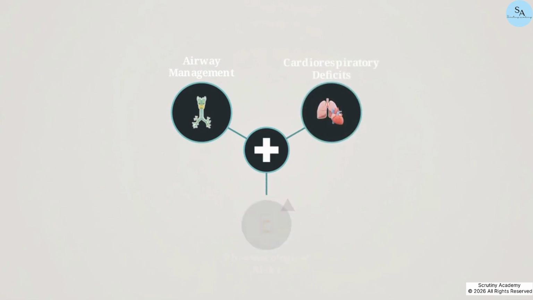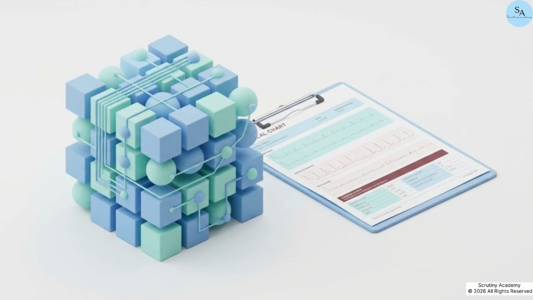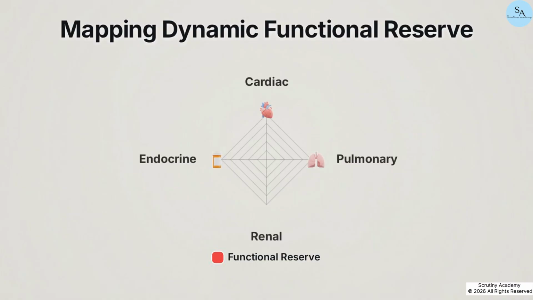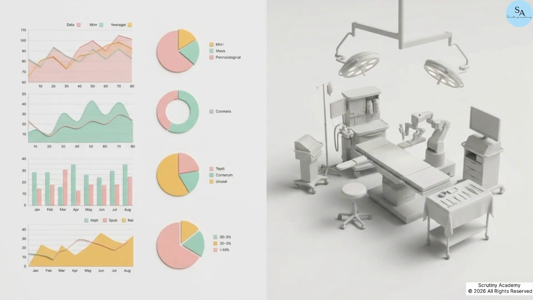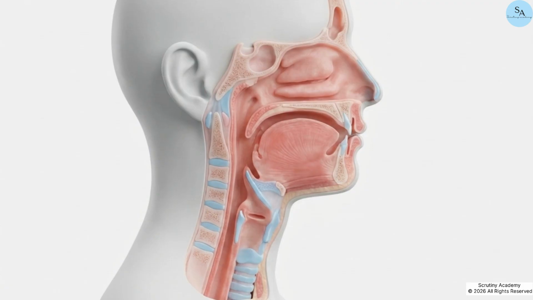Safe management requires a systematic review of 3 distinct areas: progressive airway deterioration, occult cardiorespiratory deficits, and the risks of concurrent medication. Modern preoperative assessment looks beyond the basic ASA scoring system. It synthesizes multimodal clinical data and maps a patient's dynamic functional reserve to actively reduce perioperative mortality. Effective assessment uses physiological data to quantify risk and implement specific interventions before the patient ever reaches the operating room.